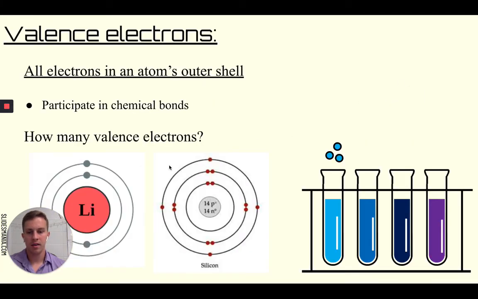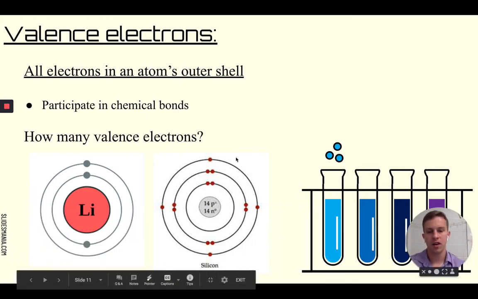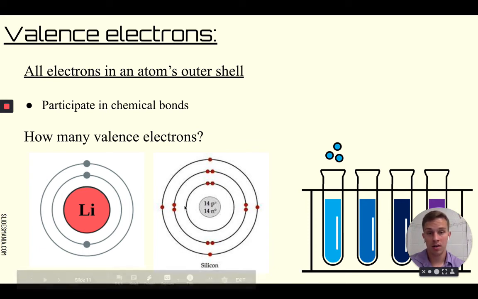So let's go back to these 2 pictures right here. Again, lithium has 1 valence electron, silicon has 4. Because silicon has more valence electrons than lithium, it is closer to having that full outer shell. So silicon has a higher electronegativity.